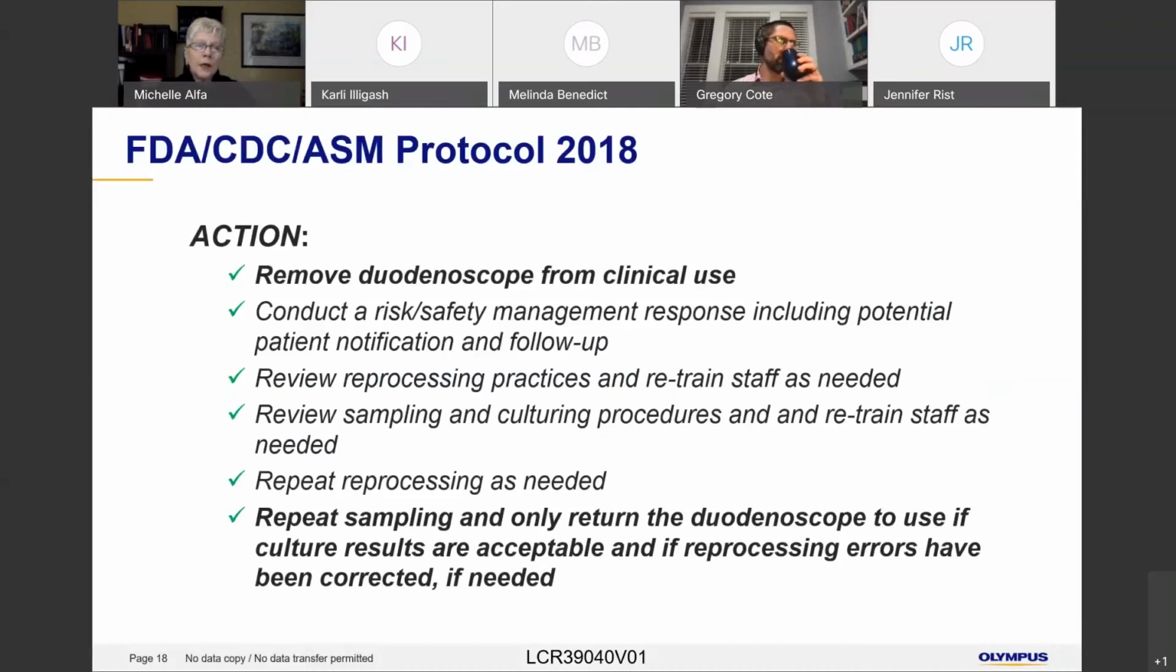Okay, so if you get a high concern organism that requires action, as an example, I've highlighted some of the key things. We talked earlier about whether or not duodenoscopes should be quarantined, and we hope that anybody doing culture makes sure that they do quarantine their scope. But if they haven't, absolutely that duodenoscope needs to be removed from clinical use until the investigation or the assessment has been completed. There's a number of bullet items there about conducting the risk safety management response, including potential patient notification, processing practices, retrained staff, sampling and culture procedures, etc.